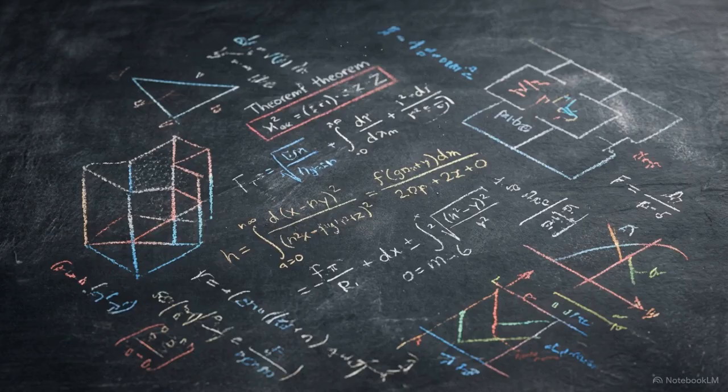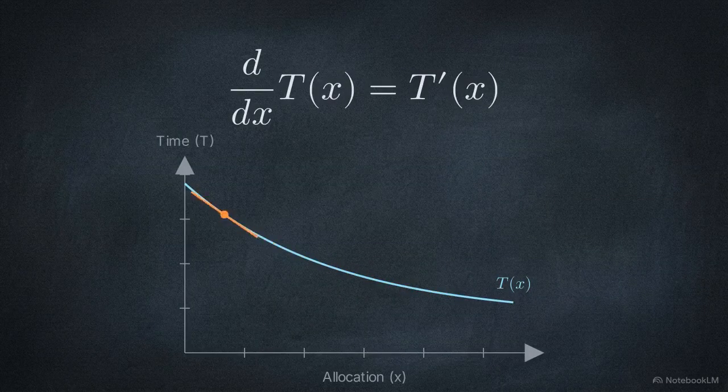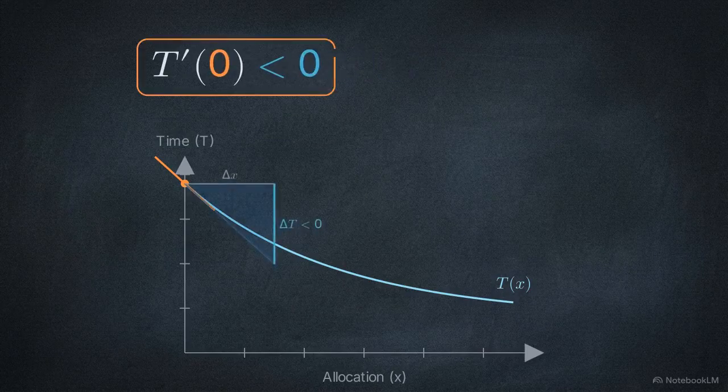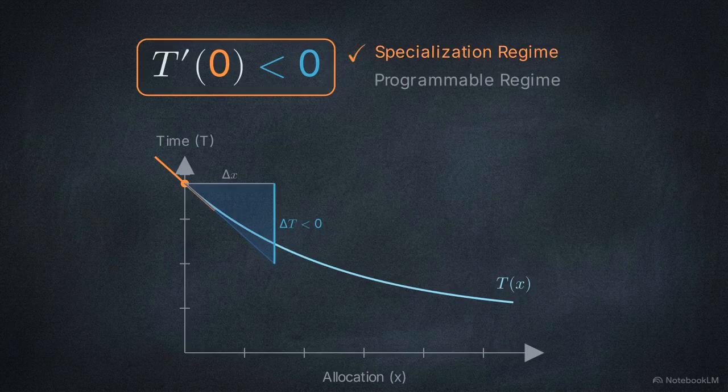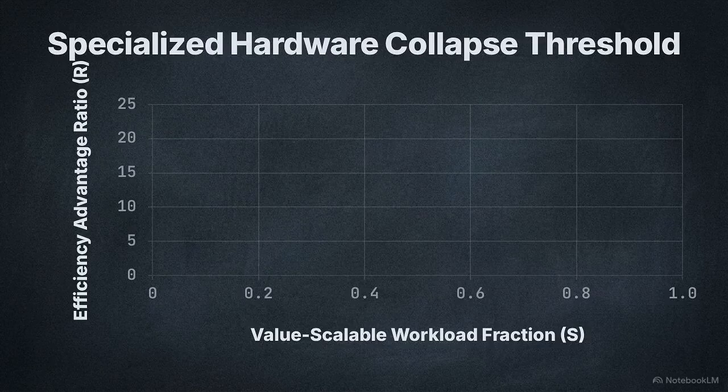To find the breaking point of this allocation model, we take the first derivative of the execution time equation and evaluate it at the origin. Setting that derivative to less than 0 creates a strict mathematical inequality. It dictates exactly when specialized silicon is actually viable. By isolating the value-scalable fraction, we reveal the collapse threshold. S_C equals exactly 1 minus 1 over the efficiency ratio, R.